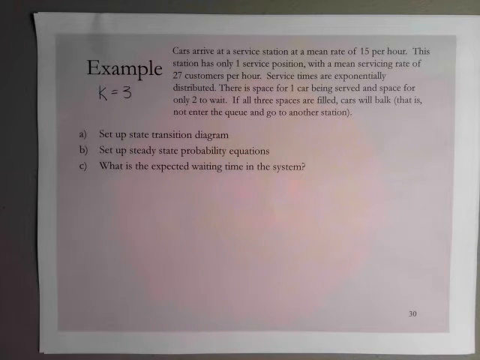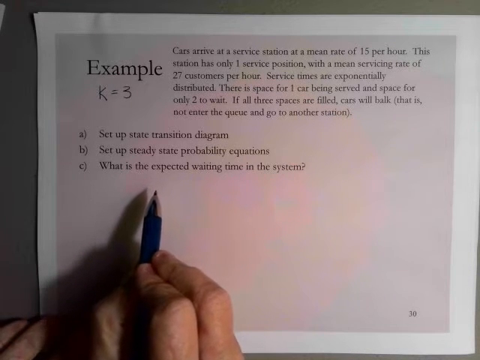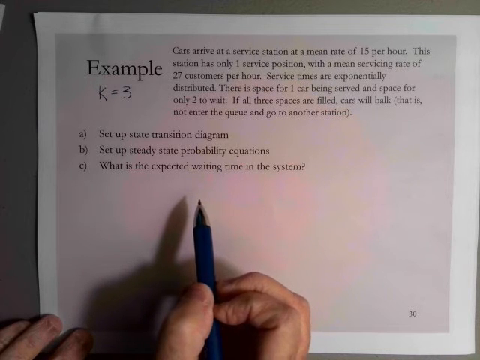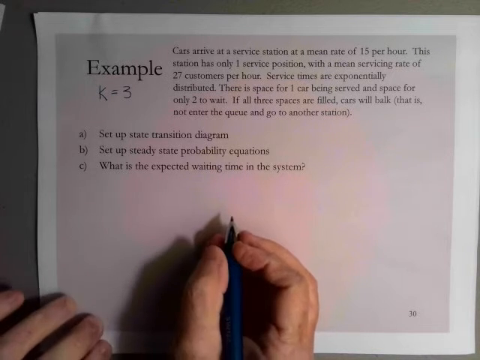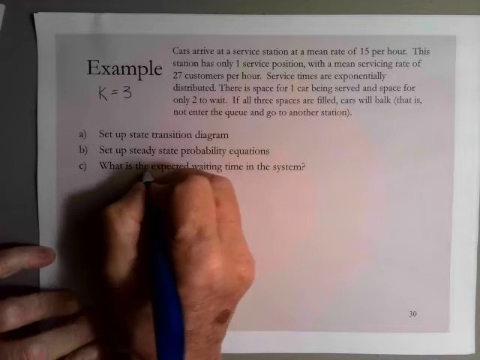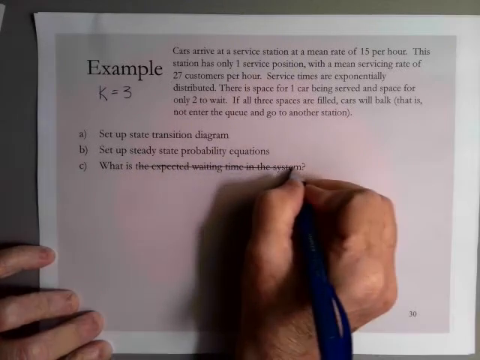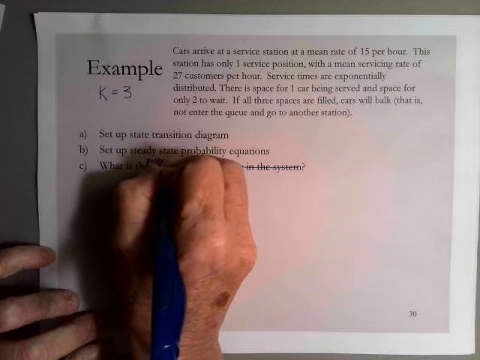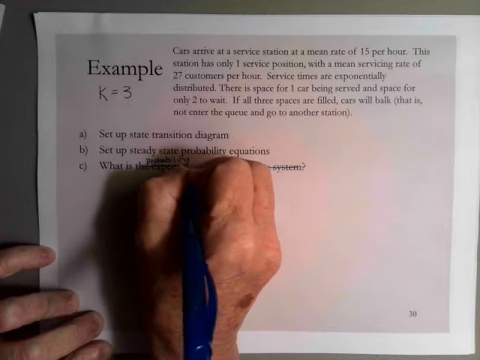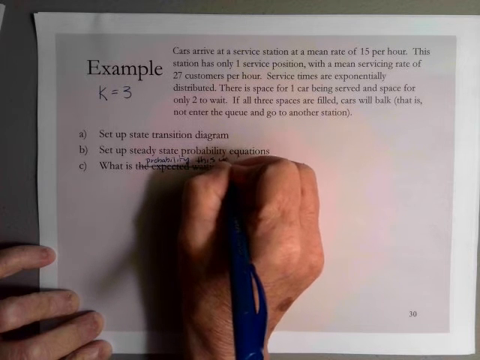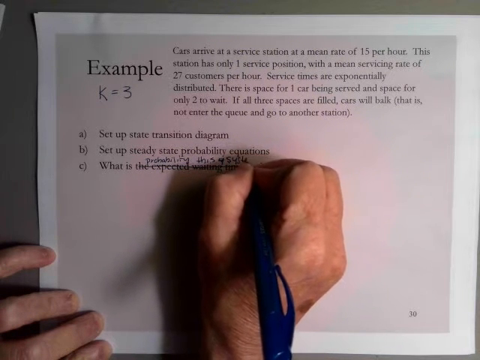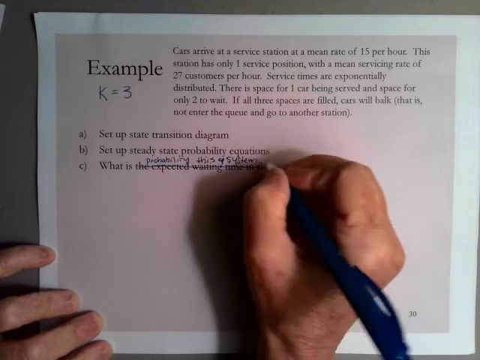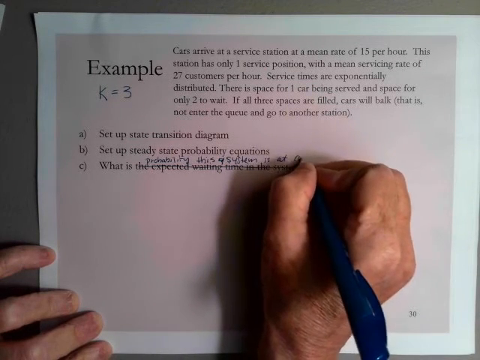So we want to set up the state transition diagram, the steady state probability equations, and then I'm going to change this third one. Instead of the expected waiting time in the system, just to change it up a little bit, what is the probability that the system is full? So I'll write it here: what is the probability that the system is at capacity?